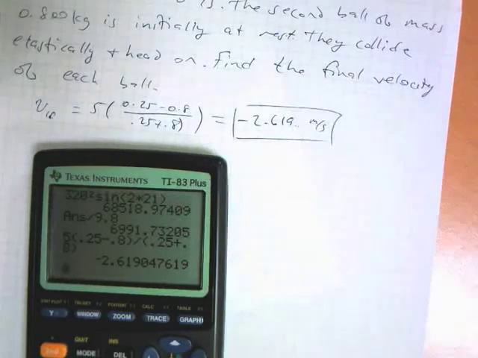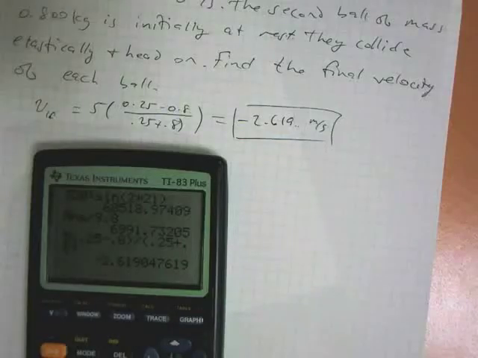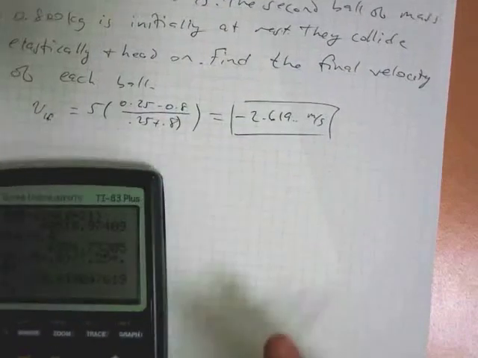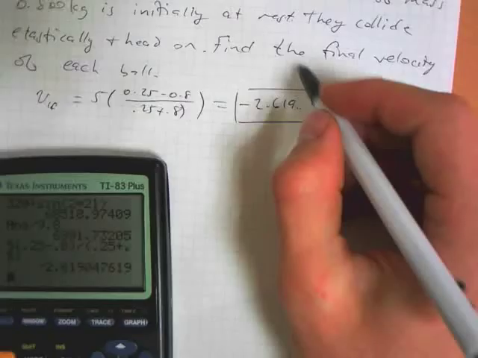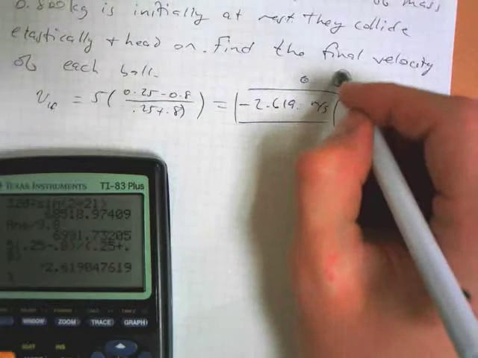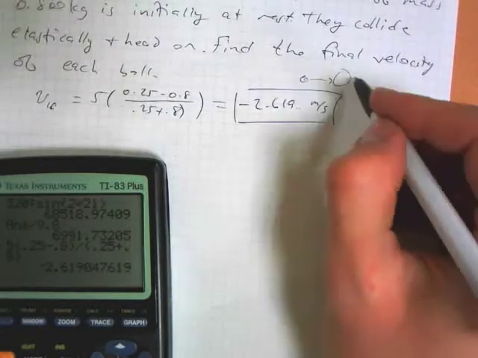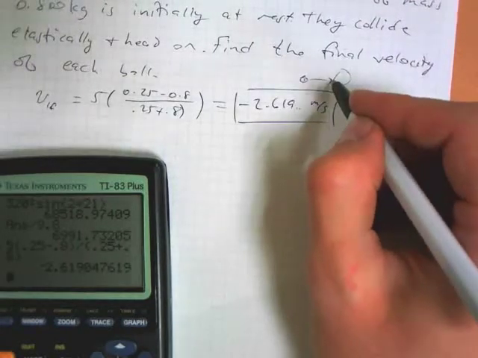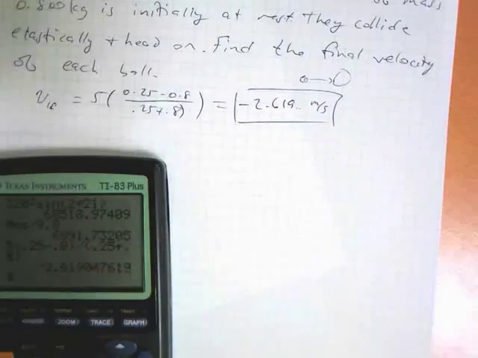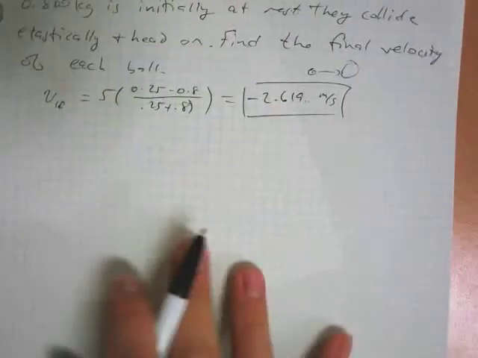And the negative means that it's going in the opposite direction of where it started, which is actually always the case. If you have a smaller ball and it runs into a bigger object, most of the time it's going to bounce back. So that's a perfectly reasonable result.